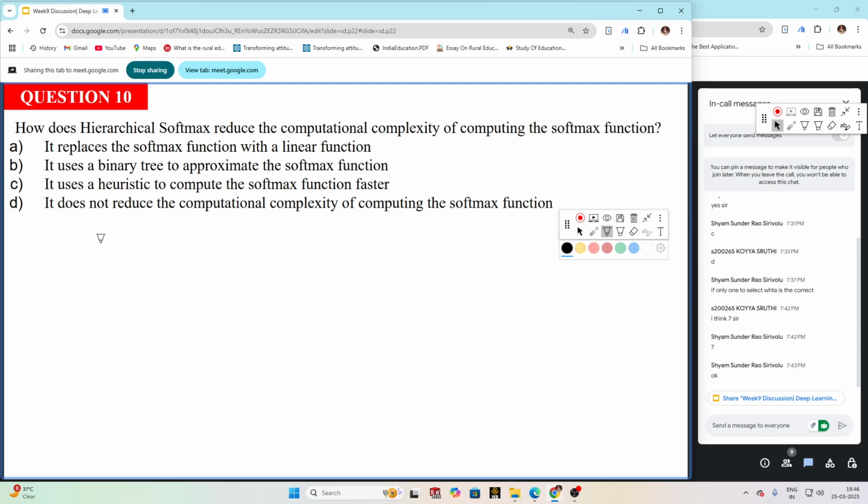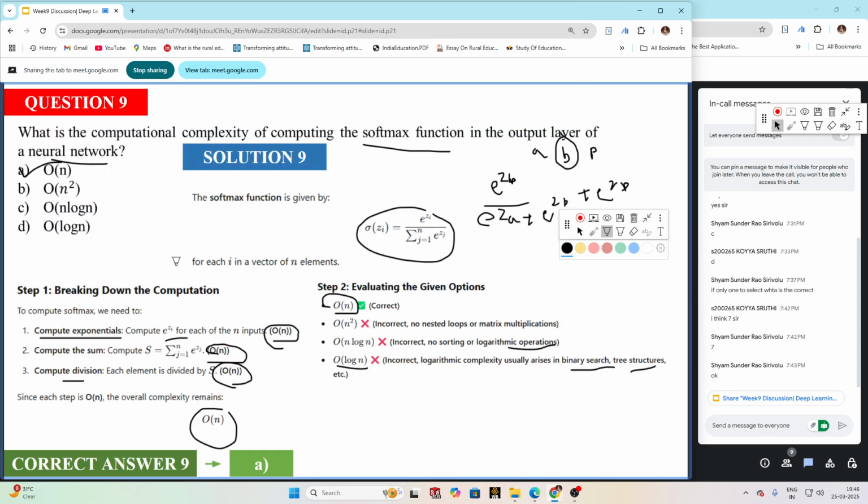Now, one doubt actually. Yeah, please. For the computation, three times we are O(n), right? Three O(n) will be coming. Why is only one O(n) coming? Since each step is O(n), the overall complexity remains the same, they say. But if you add the three, you'll have three O(n). Then how is it only one O(n)?